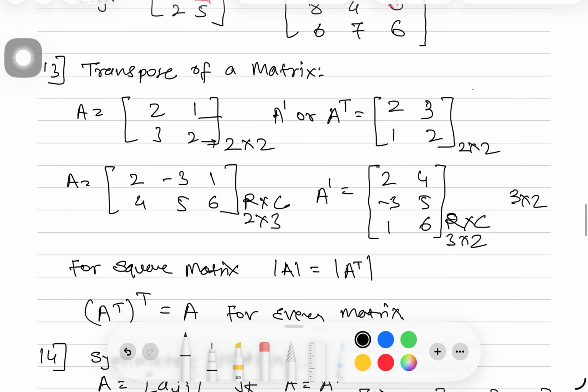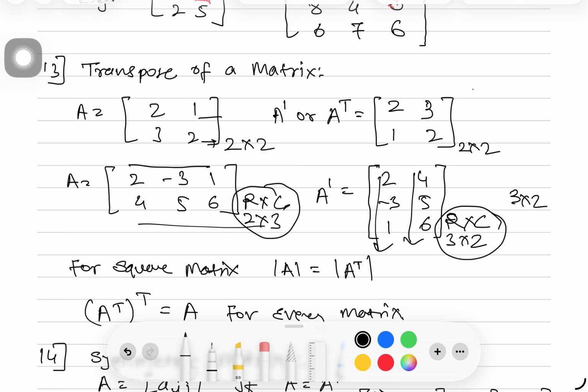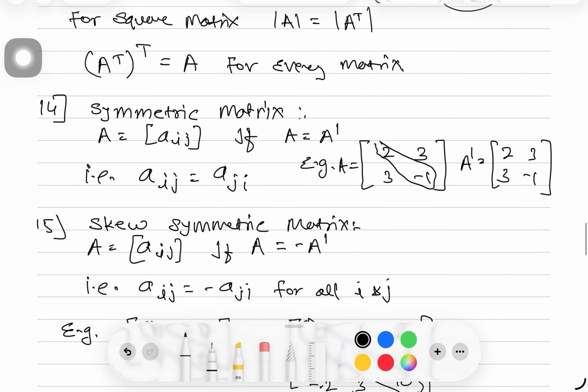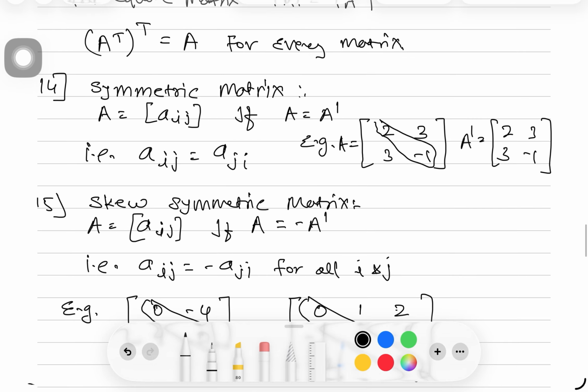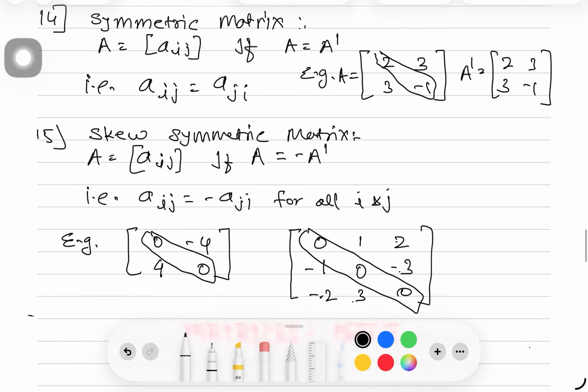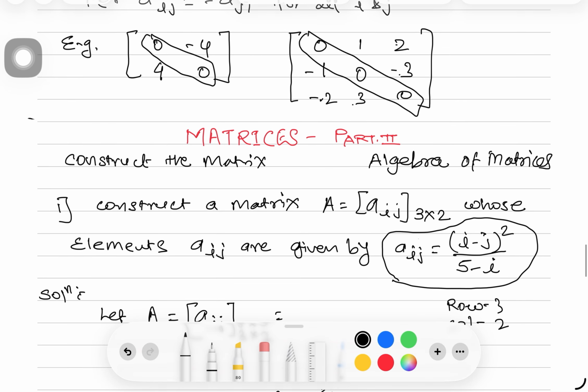Transpose of the matrix, that is, we say the ulta pulta. If the order of A is 2 cross 3, then the order of A dash or A transpose is 3 cross 2, and we have to write the rows as columns. That is called a transpose. Then symmetric matrix, and skew symmetric matrix.